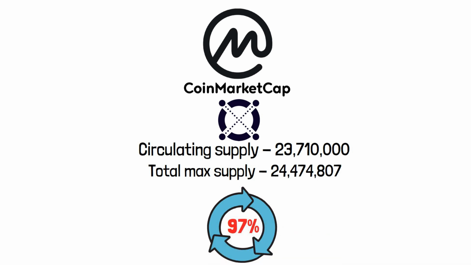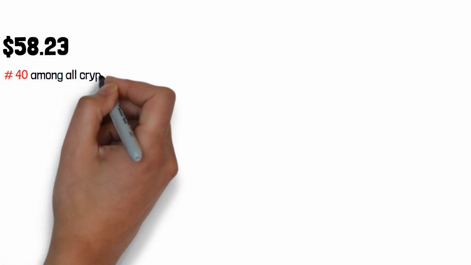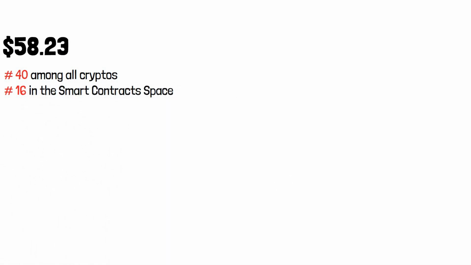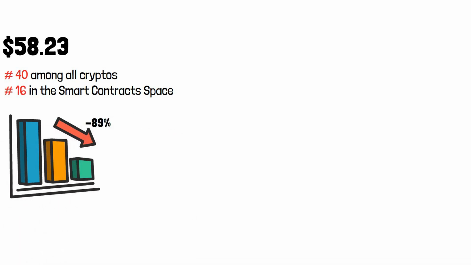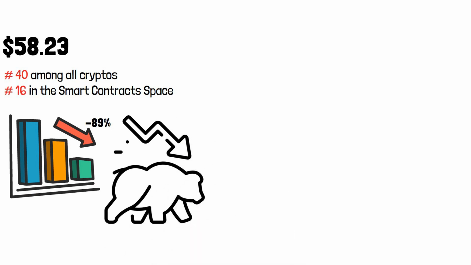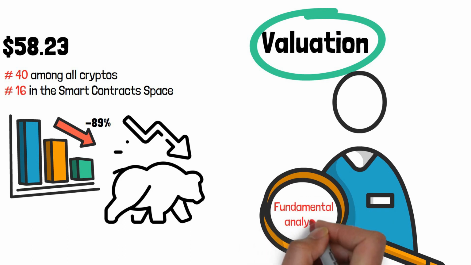At the time of this video's creation, the price of Elrond is $58.23. It's currently ranked number 40 among all cryptos and ranked number 16 in the smart contract space. Currently, the price of Elrond is down 89% from its all-time highs. Nothing we haven't seen before in crypto, as the bears currently have control of the market. Now, before we get carried away with valuation, let's get started on a bit of fundamental analysis on Elrond.